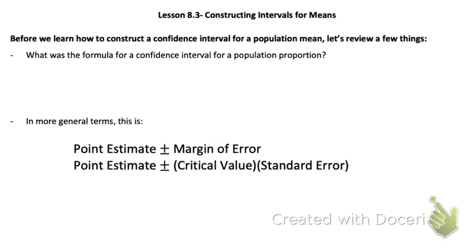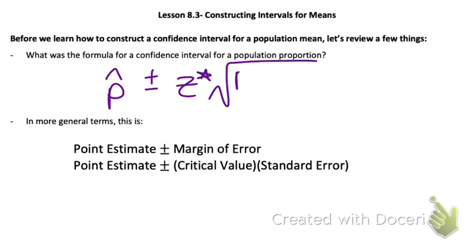All right. What was the formula for constructing a confidence interval for population proportion? You all know this. P hat plus or minus the Z star critical value times the square root of P hat times 1 minus P hat divided by N. This is the formula that wakes you up at 3 o'clock in the morning and you're like, no! All right, maybe not, but it's fine.